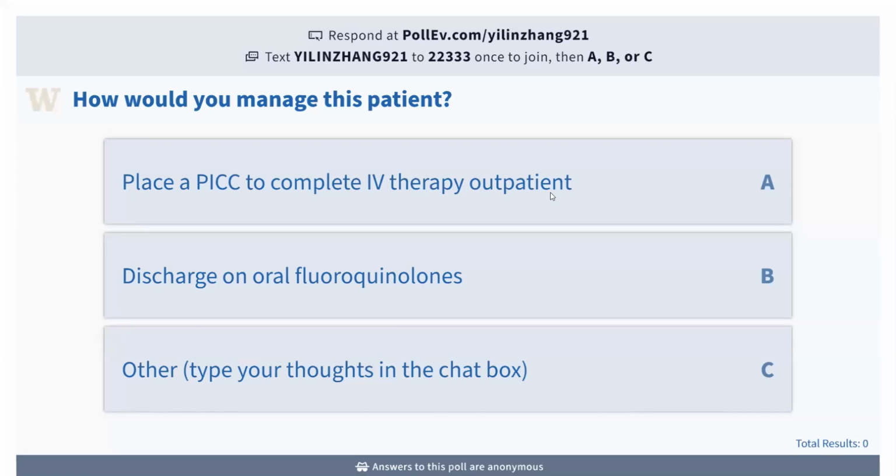Would you place a PICC to complete IV therapy as an outpatient, discharge on oral antibiotics, oral fluoroquinolones specifically, or do you have some other thoughts? Feel free to type in the chat group.